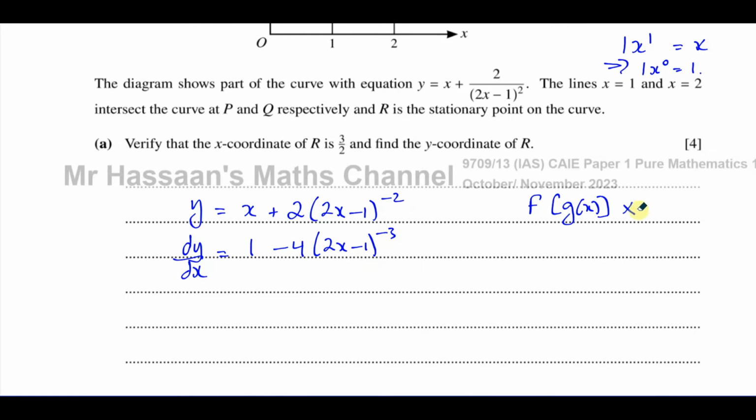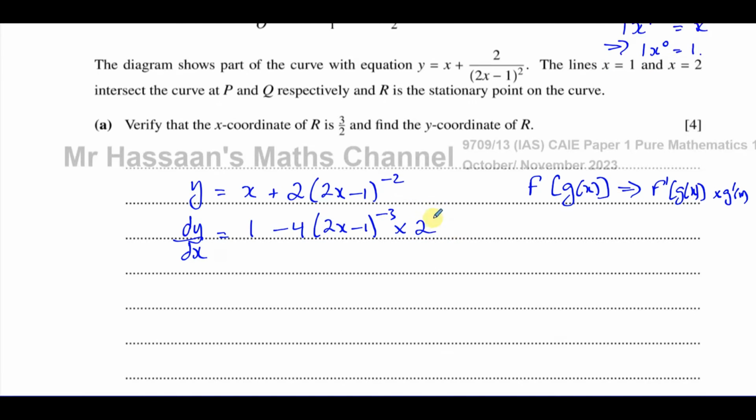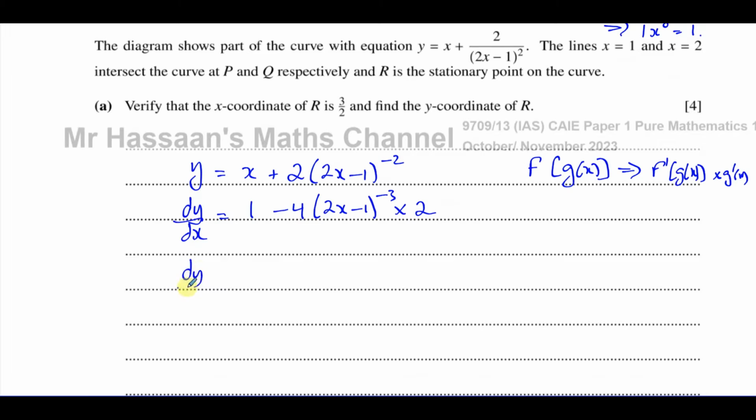So f of g of x, when you differentiate it, you're going to get f dash of g of x. You differentiate the main function, which we've just done, and then you multiply by the differential of what's inside the function. So you multiply by the differential of 2x minus 1, which is 2. So this gives us dy dx equals 1 minus 8. Minus 4 times 2 is 8, over 2x minus 1 to the power of 3.